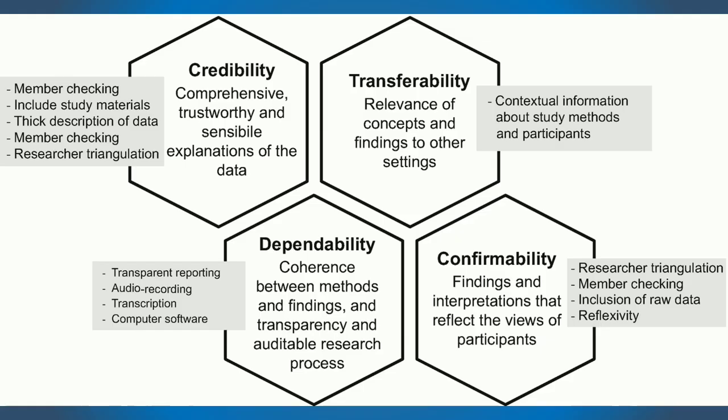When we say credibility, this is the truth value of the findings. Transferability is the extent to which findings can apply to other contexts or populations. Dependability is the coherence between methods and findings, and transparency and auditable research process. Confirmability would be the degree to which the findings can be corroborated by others. And authenticity, it is the fair representation of different perspectives within the data.